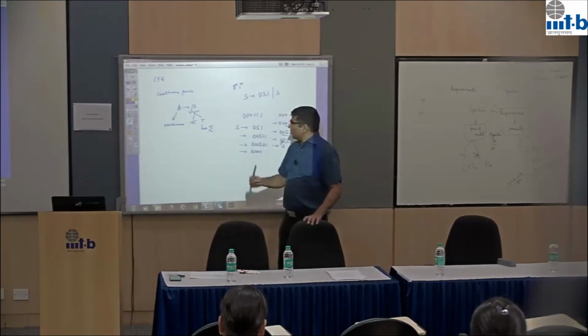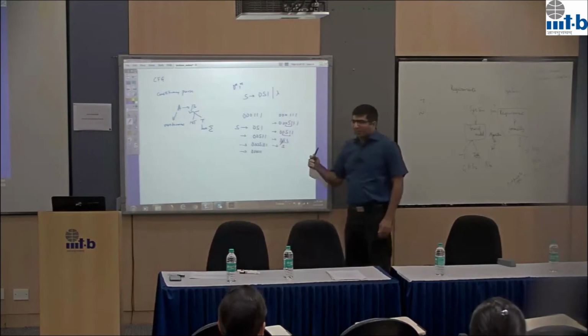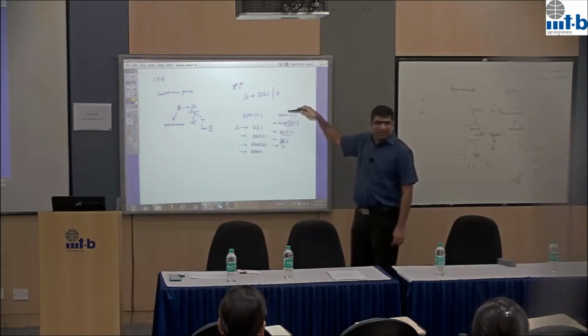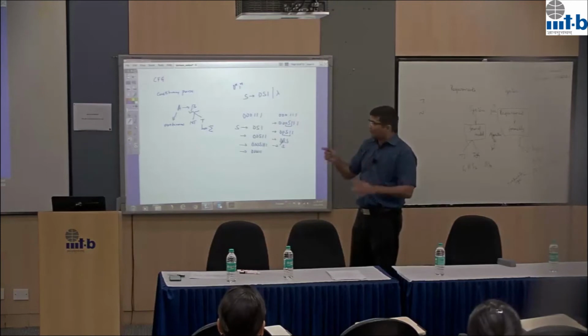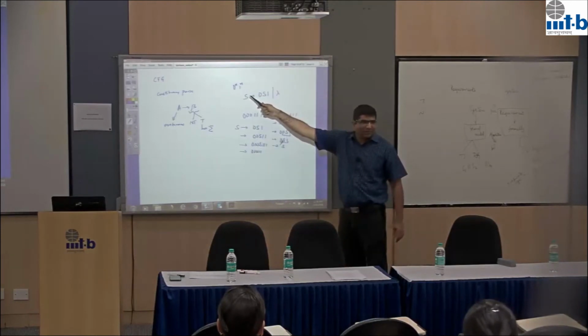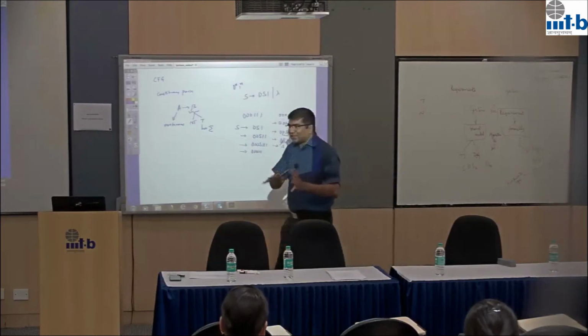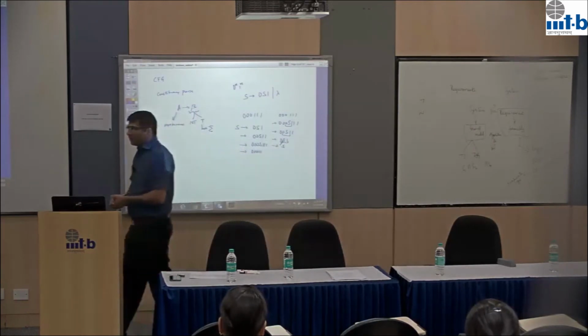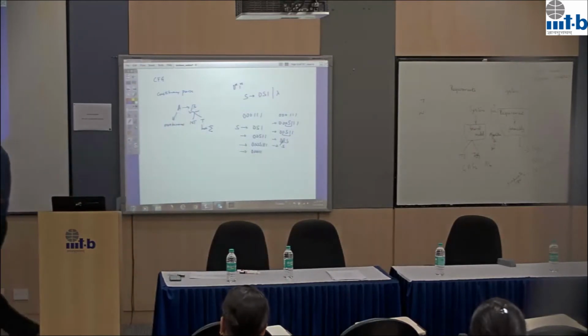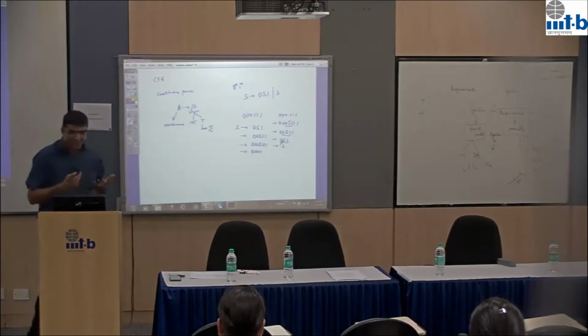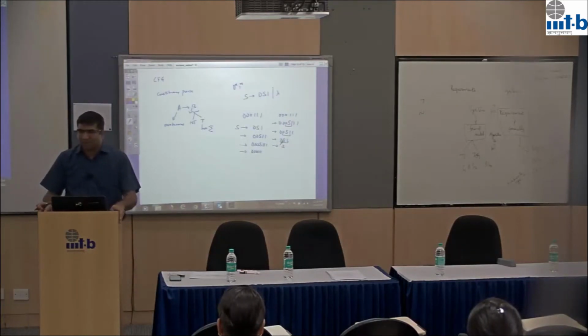So in the bottom-up parse, what do we do? We start from the string and keep reducing the string until we reach the start symbol. If we are able to reach the start symbol, then we say that we have accepted the string. Otherwise, we can't accept the string. And this is a very, very simplistic context-free grammar.